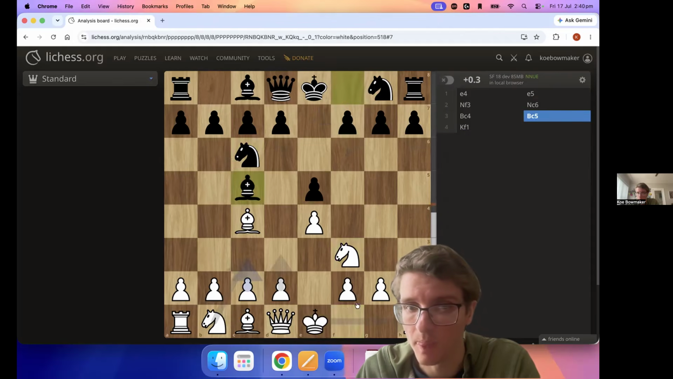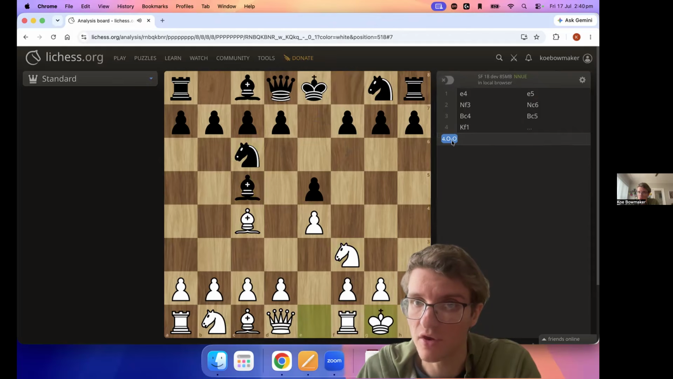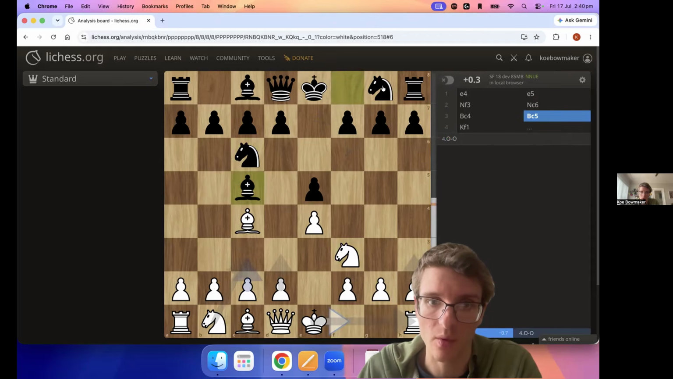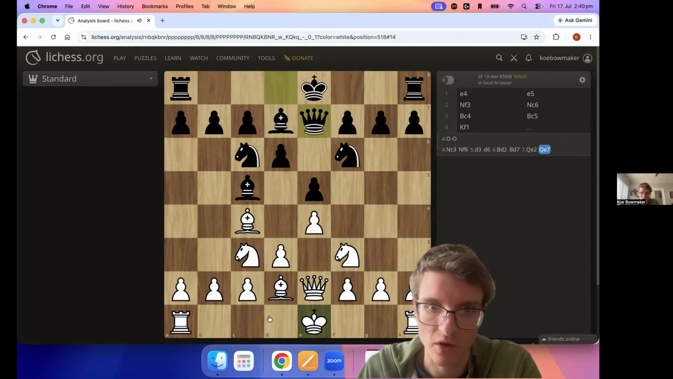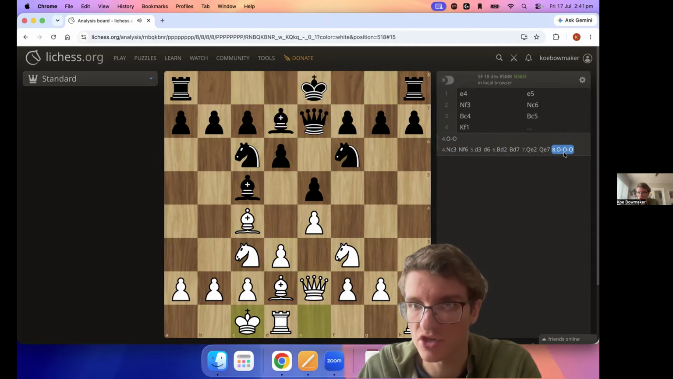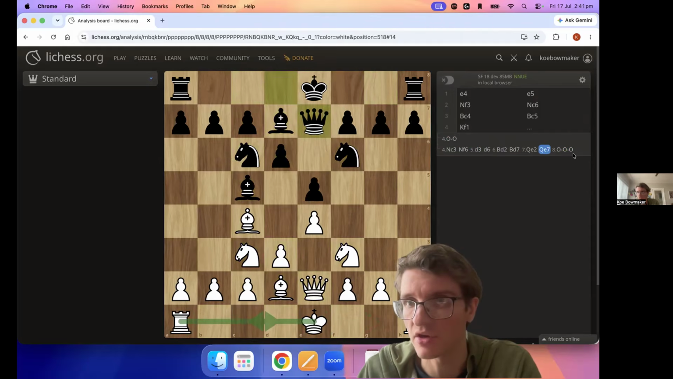K F1. If I want to castle, that's going to be 0 dash 0. And if I want to castle the other way, it's going to be 0 dash 0 dash 0. So if we're going to castle king side, it'll be 0 dash 0. And if we're going to castle queen side, it'll be 0 dash 0 dash 0.